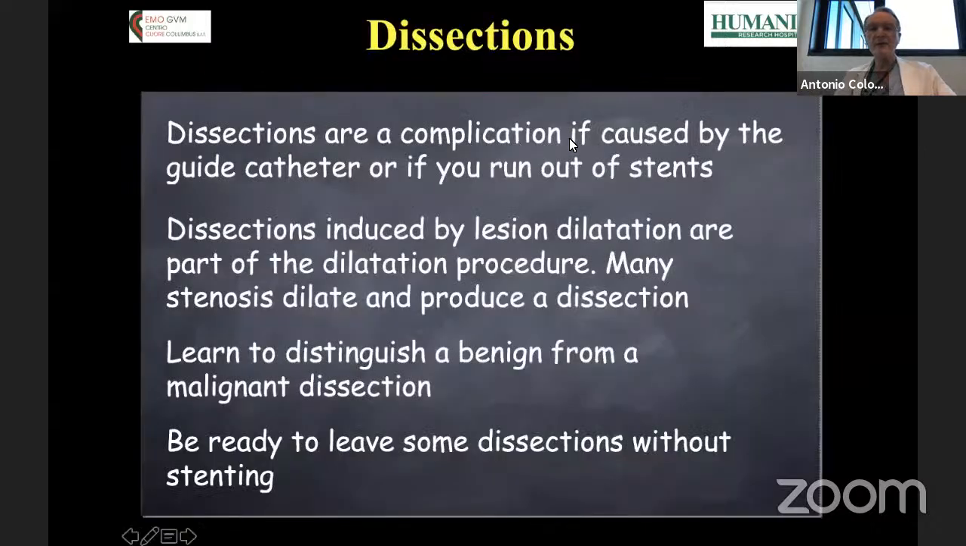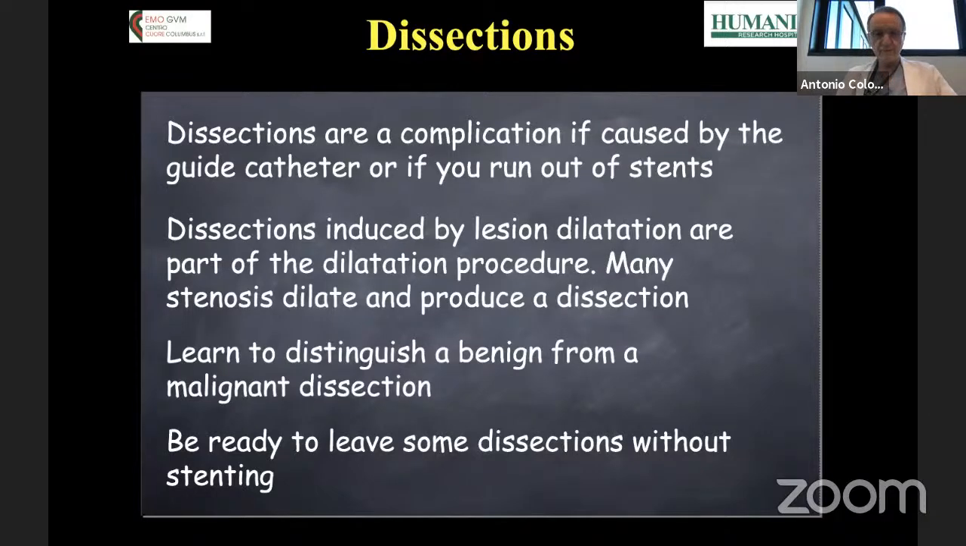Dissection is a complication if caused by the guiding catheter, or if you run out of stents. But dissections induced by lesion dilatation are part of the dilatation procedure. Many stenoses dilate and produce a dissection, and that's the way a dilatation is produced. Learn to distinguish a benign from a malignant dissection, and be ready to leave some dissection without stenting.